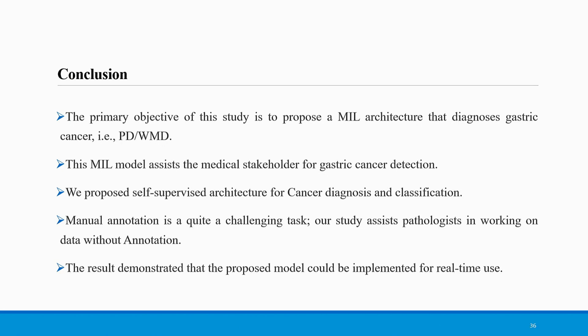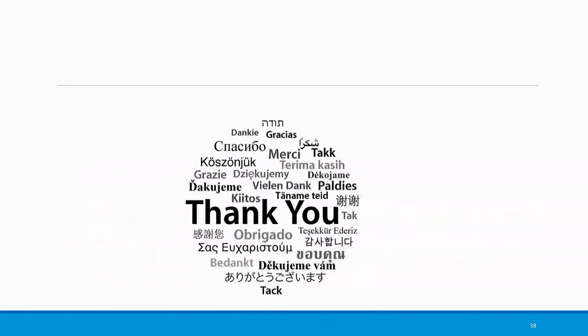Conclusion. The primary objective of this study is to propose a MIL architecture that diagnoses the PD and WMD classes. This model assists medical stakeholders in gastric cancer detection. We propose a self-supervised architecture for cancer diagnosis and classification. Manual annotation is a quite challenging task. Our study assists pathologists in working with data without annotation. The results demonstrated that the proposed model could be implemented for real-time use. Here are a few references. Thank you.